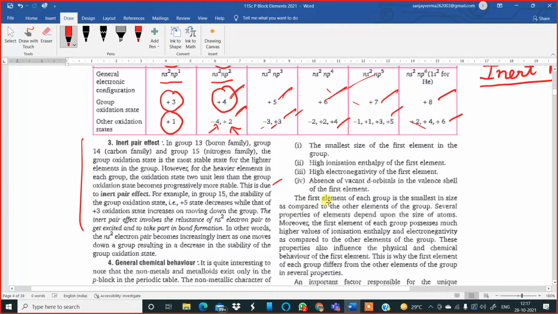The first element of each group is the smallest in size as compared to the other elements of the group. Several properties of elements depend upon the size of the atoms. Moreover, the first element of each group possesses much higher values of IP and electronegativity as compared to the other elements. These properties also influence the physical and chemical behavior of the first element. This is why the first element of each group differs from the other elements of the group in several properties.